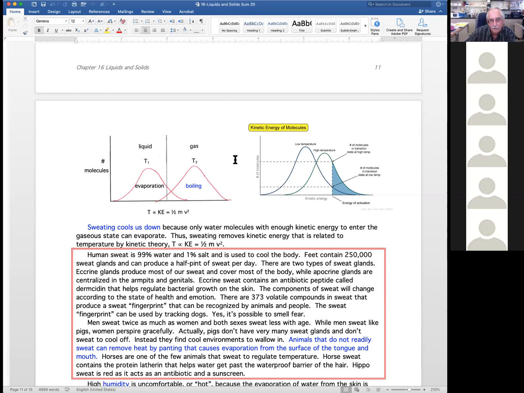But anyway, why do we sweat? Because when we put water on the surface of our skin, which of the molecules are going to evaporate? The ones that have the most kinetic energy. So what you're doing is removing kinetic energy from your body, which lowers the temperature. It's all kinetic theory throughout.